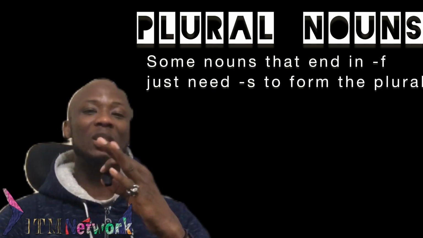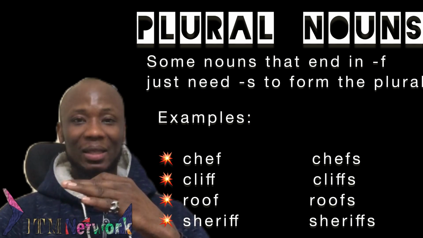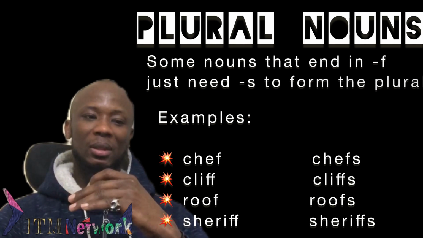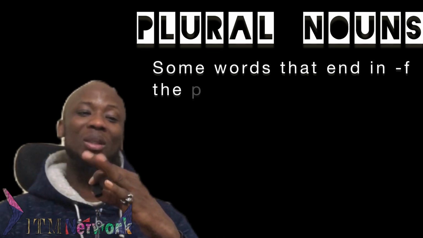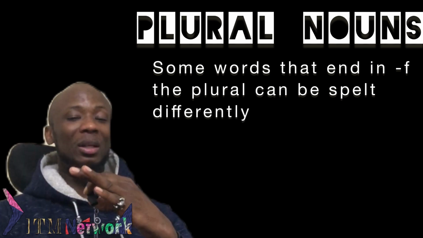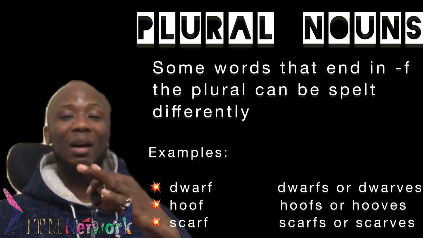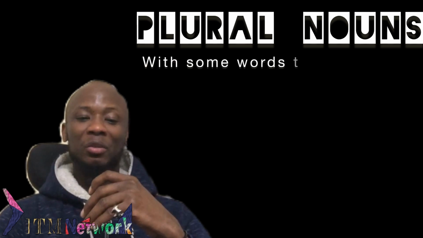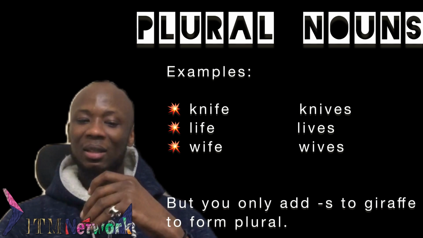Oftentimes, nouns that end in f just need s to form the plural. So if you have a word like chef, then all you need to say is chefs, putting the s at the end of the word. Roof, roofs. For some words that end in f, the plural can be spelled in two different ways, like dwarf, roof, scarf. With some words that end in fe, you change f to v and add s, but only add s to giraffe to form the plural.